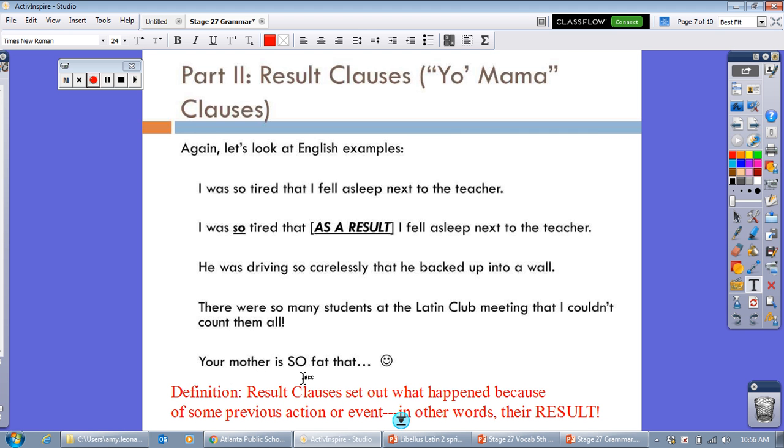The definition of a result clause is that a result clause sets out what happened because of some previous action or event. In other words, as a result of a previous action or event, what happened? So I was so tired, with the result that I fell asleep. He was driving so carelessly, with the result that he backed up into a wall. And then finally, there were so many students. What was the result? I couldn't count them all.